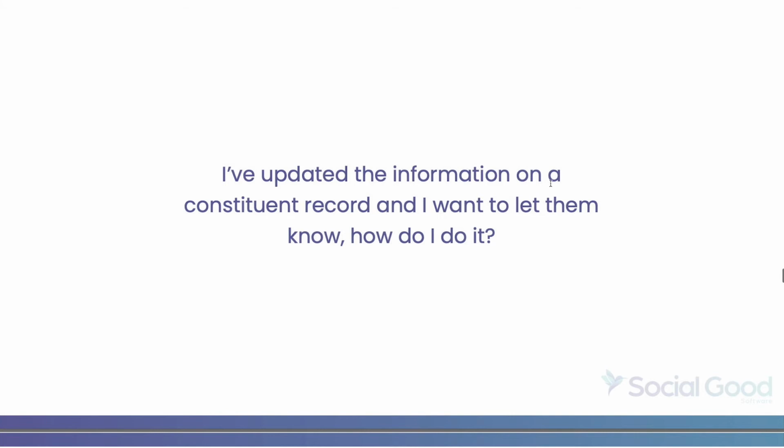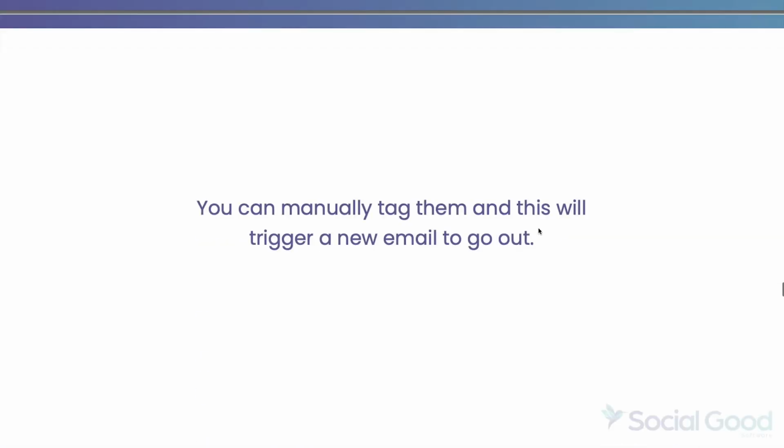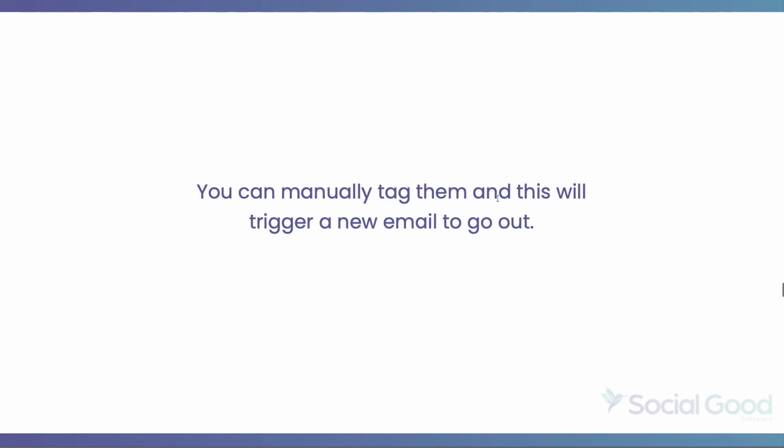So I've updated the information on the constituent's record, and I want to let them know. How do I do it? You can manually tag them, and this will trigger a new email to go out. The manual tagging happens at the membership level, which will then trigger an email letting them know about the new information that you have updated.